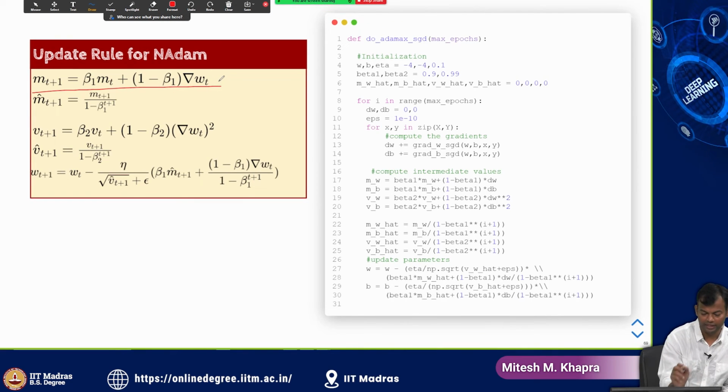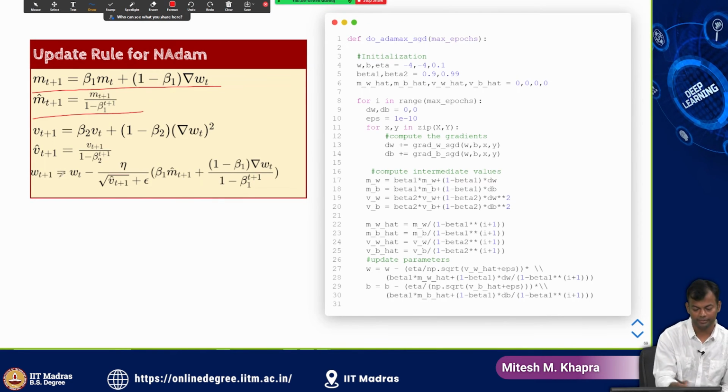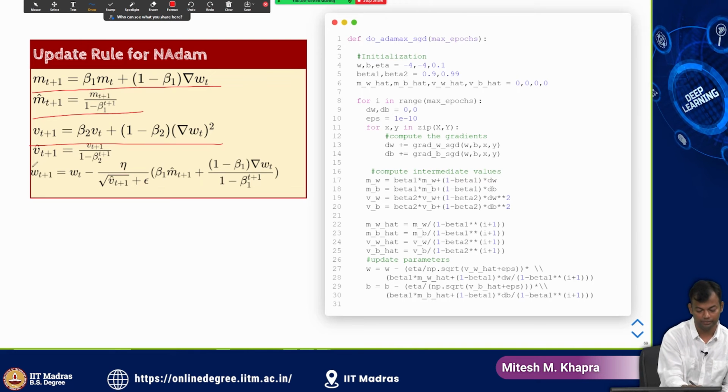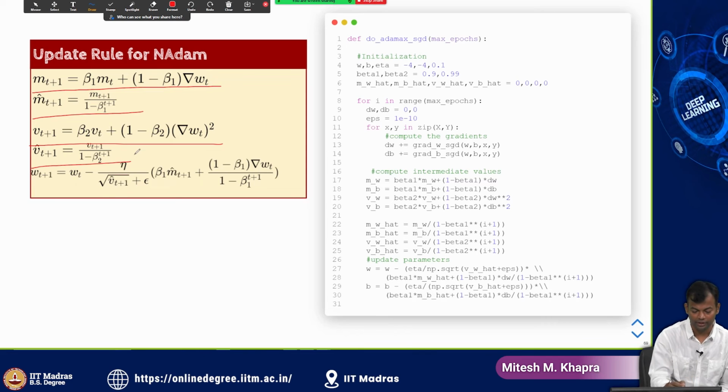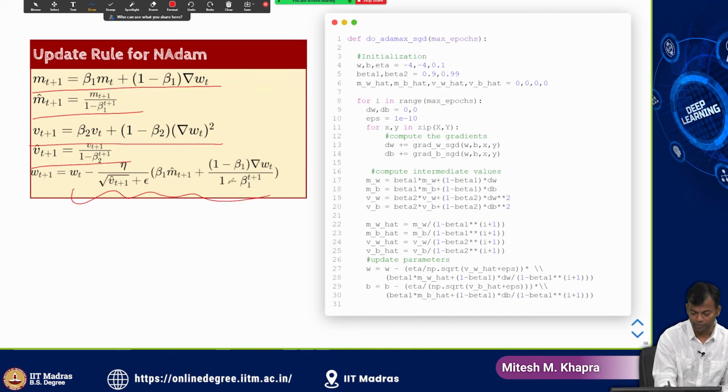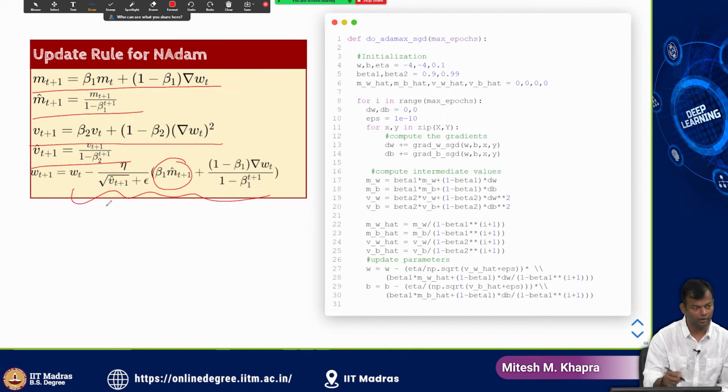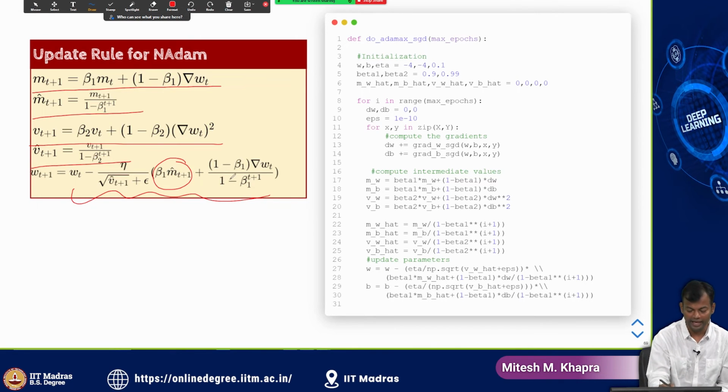So you have the same thing as Adam. This is also same as Adam. This is also same as Adam. This is also same as Adam. So nothing has changed so far. The only thing you have done now is at this step, you're doing the look ahead, we are updating based on the history as well as the current gradient.